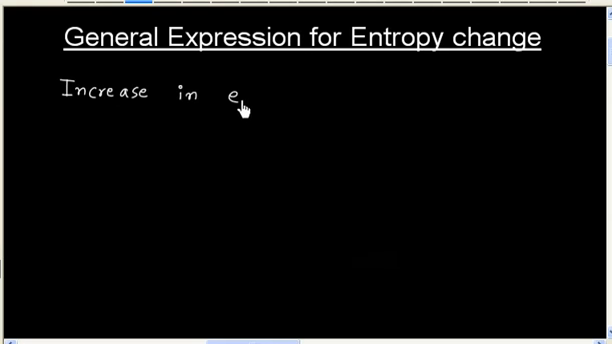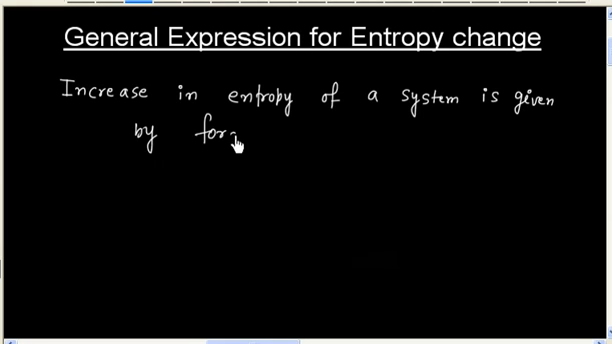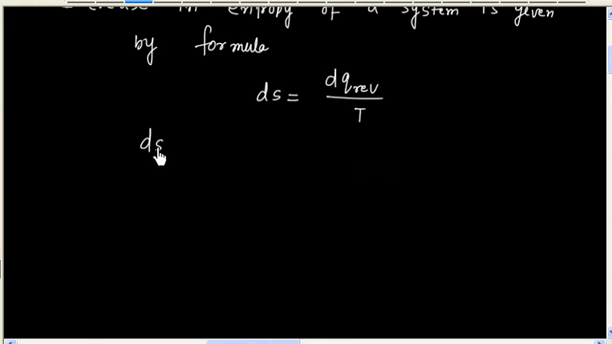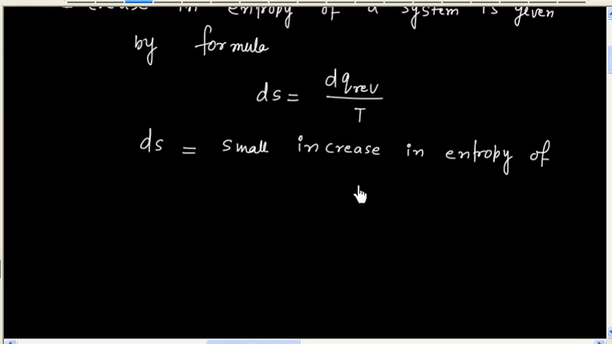Increase in entropy of a system is given by the formula dS is equal to dQ reversible divided by temperature. Now in this formula, dS denotes a small increase in entropy of the system.